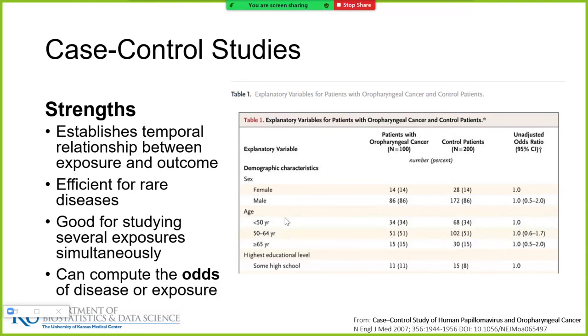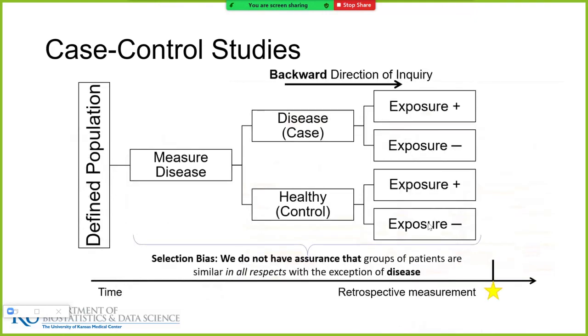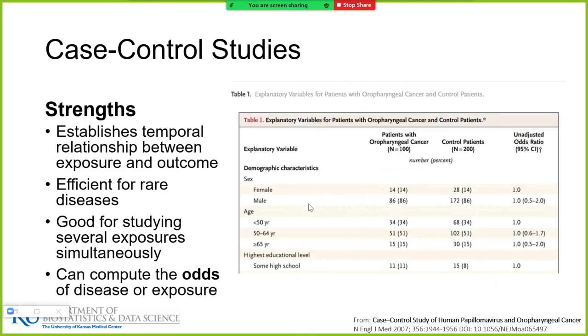They're good for studying several exposures simultaneously. You're not limited to just one of these. You can look at all different types of exposures and see if any of them help explain why certain individuals get disease. And in these studies, you compute the odds of disease or exposure. Why do we compute the odds? Notice in this case control study of HPV, they have patients with the disease, patients without it, and they're reporting odds ratios here. Why are they doing that?